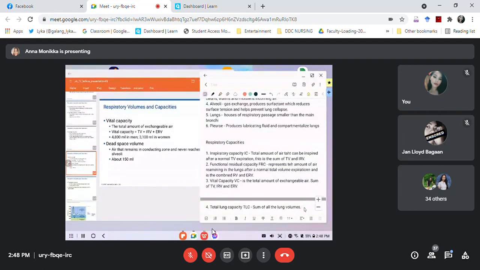Again, number two, you have your functional residual capacity or FRC. It represents the amount of air remaining in the lungs after a normal tidal volume expiration and is the combination of your residual volume and your expiratory reserve volume.